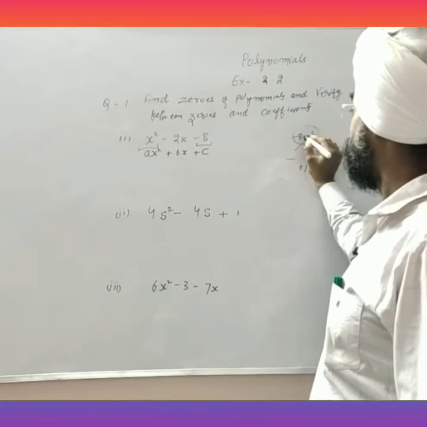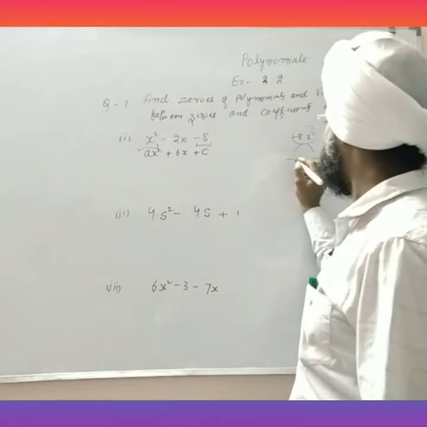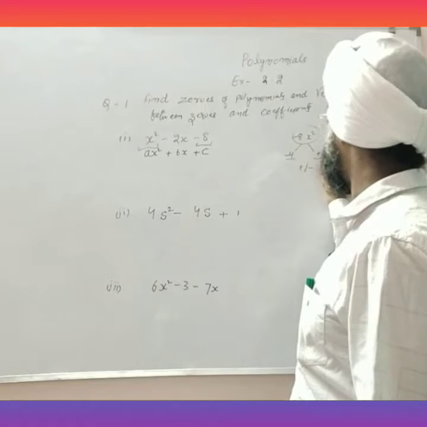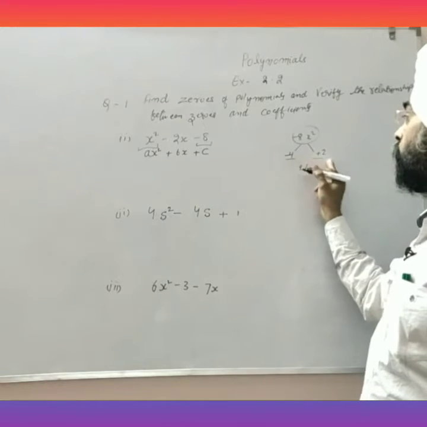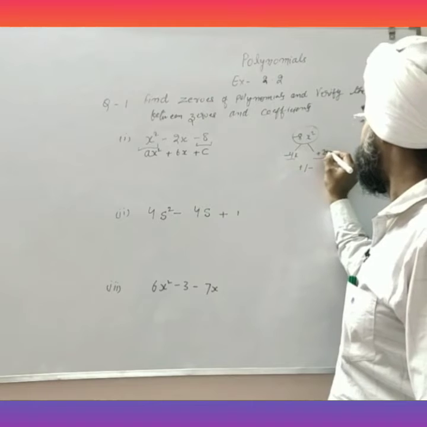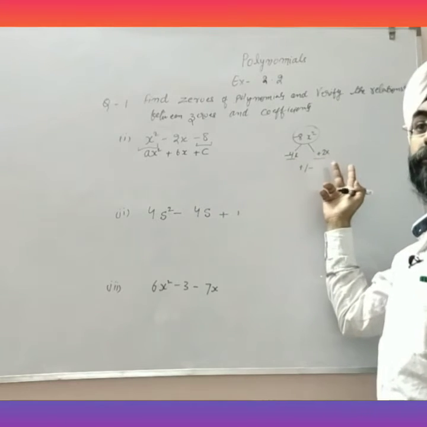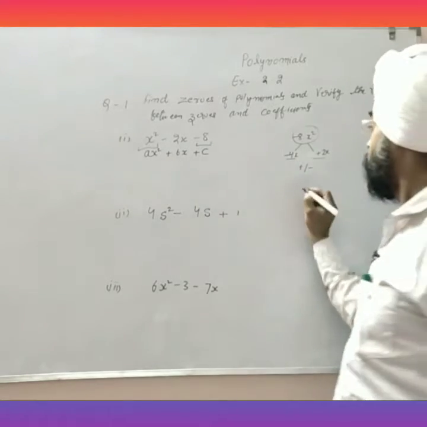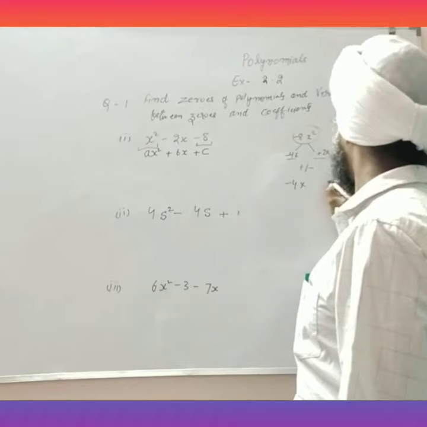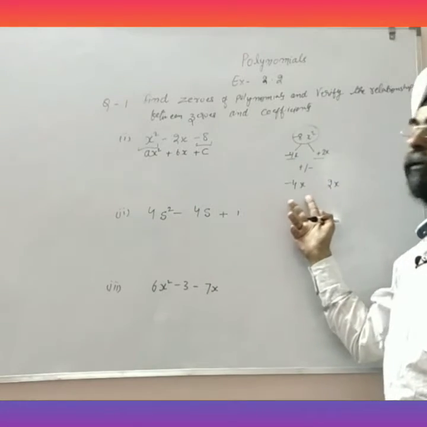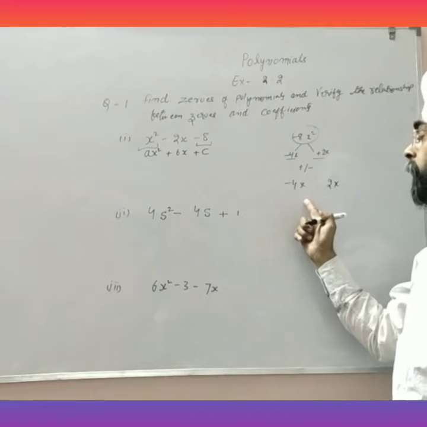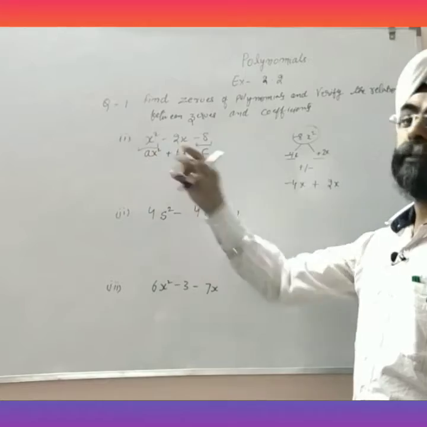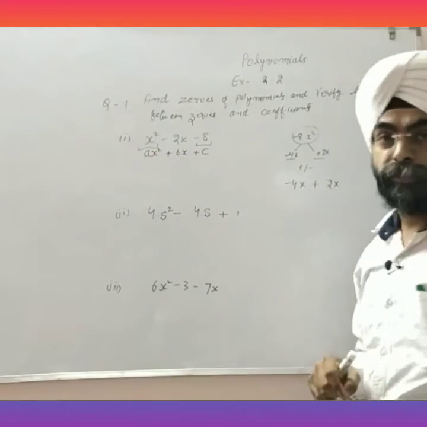What are these numbers? The factors of minus 8 are minus 4 and plus 2. Four twos are 8, minus 8, and for x square we can write x on both sides. So minus 4x and 2x get multiplied to form minus 8x square. When they are added together, they form minus 2x as the middle term. So this is called the middle term splitting method.